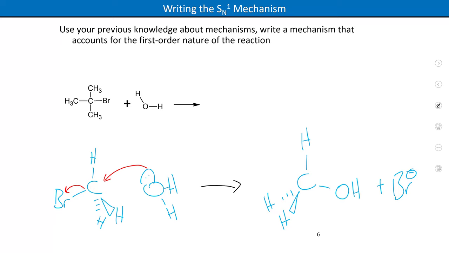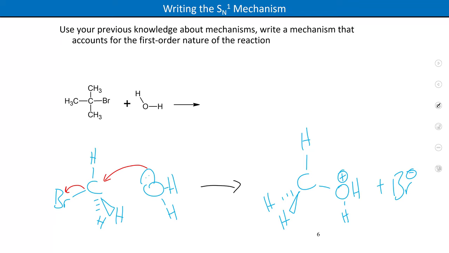That was SN2, true? Yes, and then this still has another hydrogen line. So if that's SN2, it's second order, because why? Two reactants. They have to bump into each other.